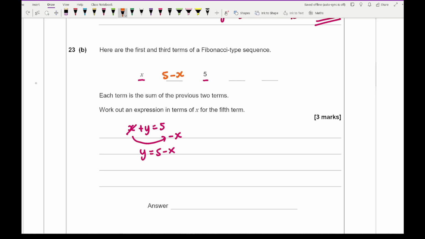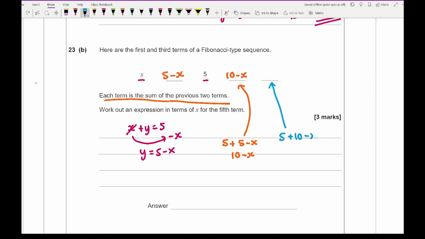Now, using the notion of a Fibonacci sequence where each term is the sum of the previous two terms, this fourth term is going to be 5 plus 5 minus x, and if I simplify and collect the like terms, I get 10 minus x. Then if I work out this fifth term, which is what the question is asking me to do, I get 5 plus 10 minus x, which, simplifying, leaves me with 15 minus x. So the correct answer is 15 minus x.